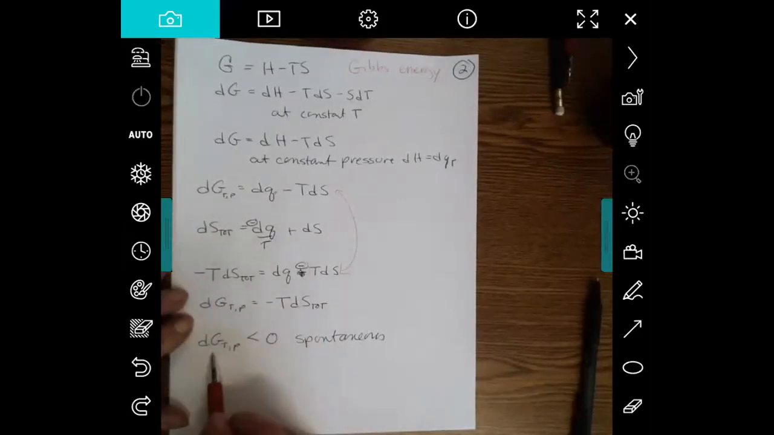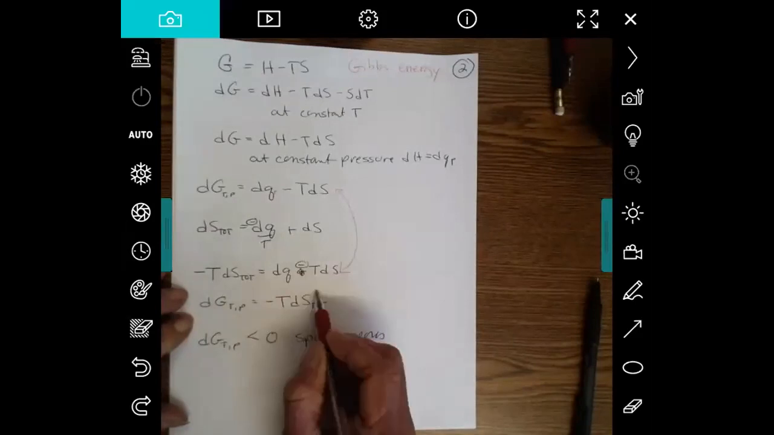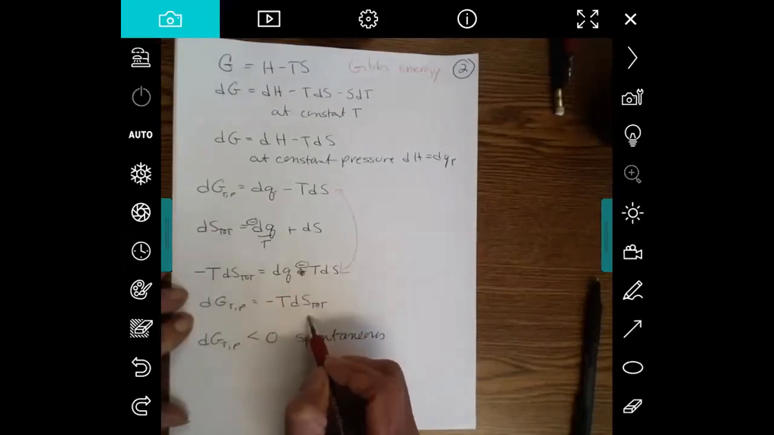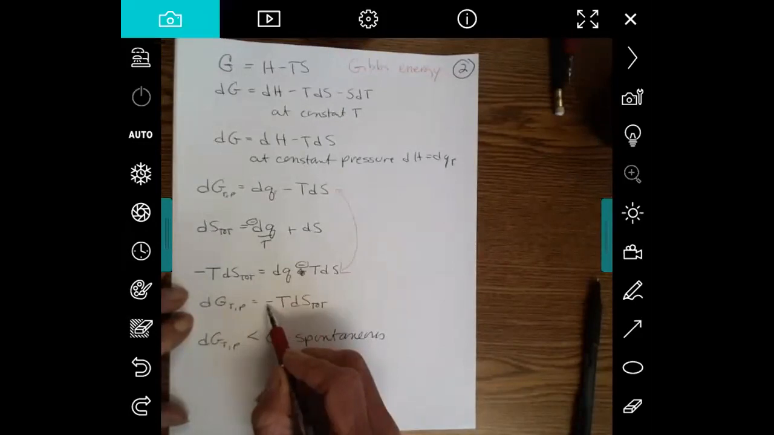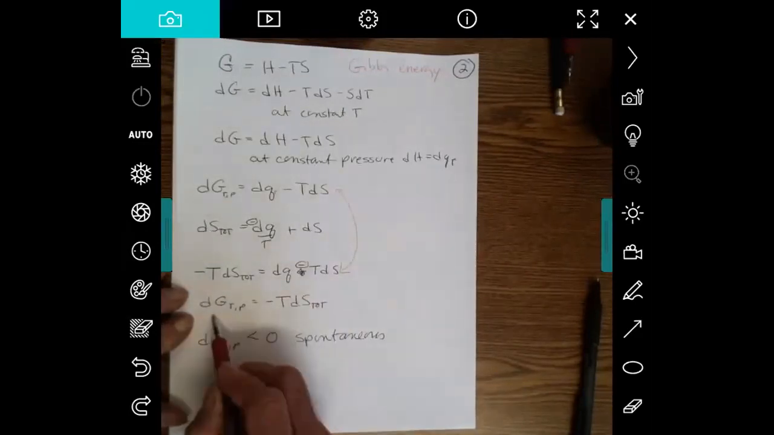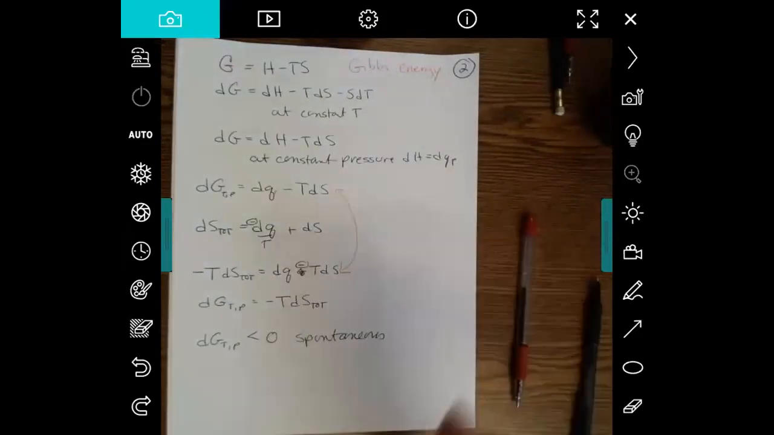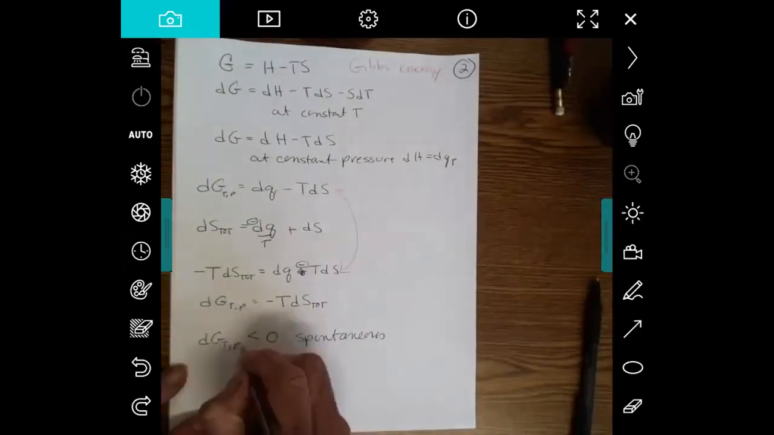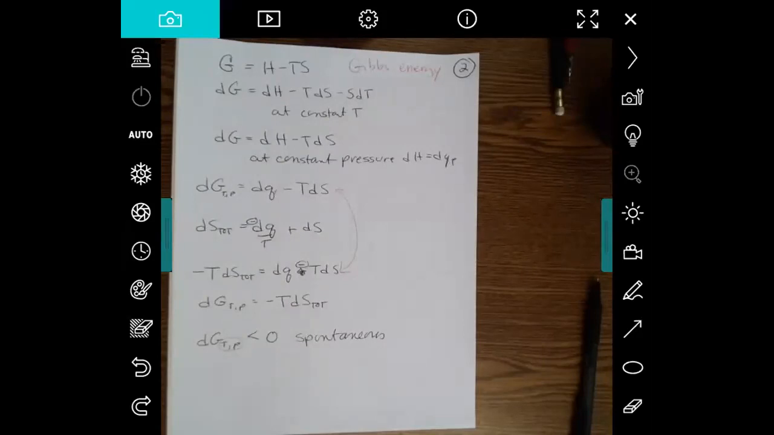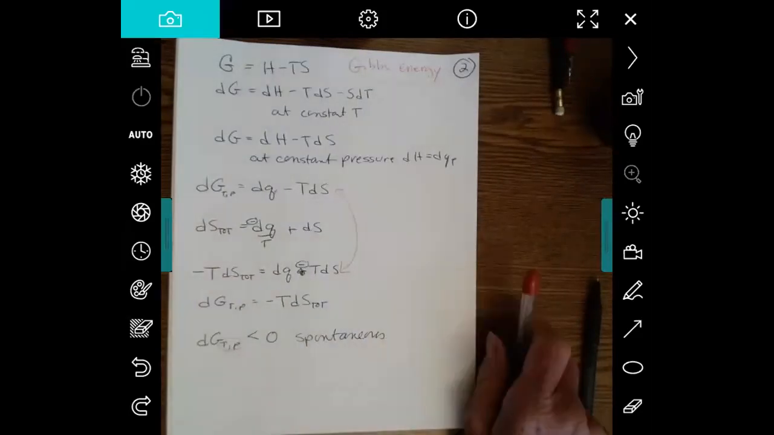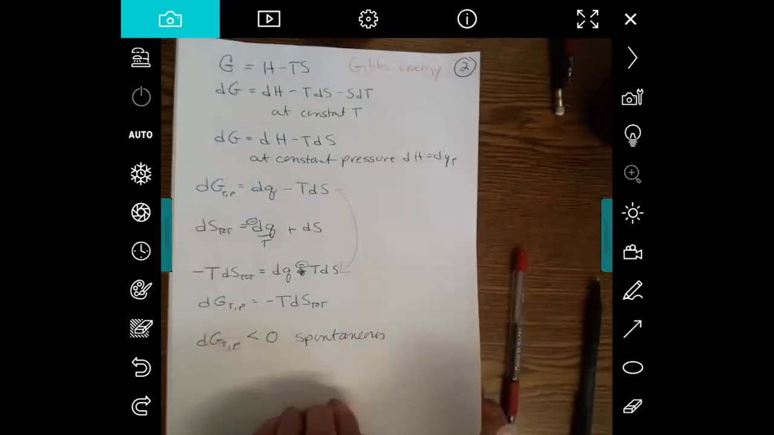Therefore, if dG at constant temperature and pressure is less than 0, it's spontaneous, because it was spontaneous if dS total was greater than 0. And T can't change the sign, so the negative of a positive number gives you a negative. So our use of a Gibbs free energy change as a way to determine if something's spontaneous is really just using the second law. You want to think really carefully to make sure that you never use a Gibbs free energy change if the process isn't at constant temperature and pressure to decide if something's spontaneous.